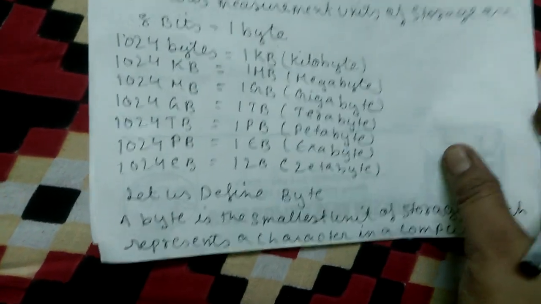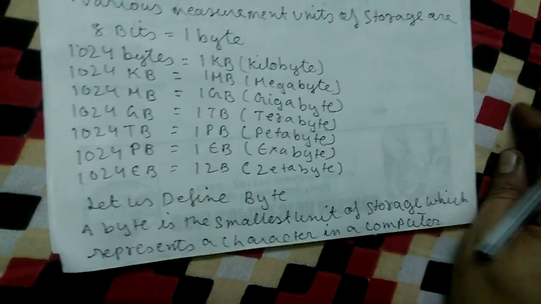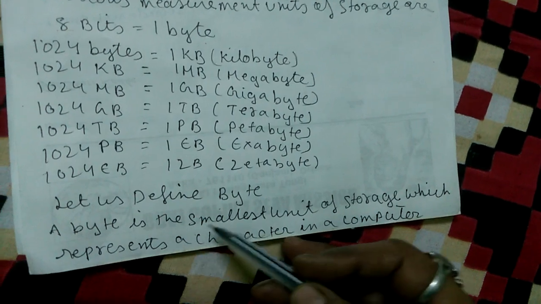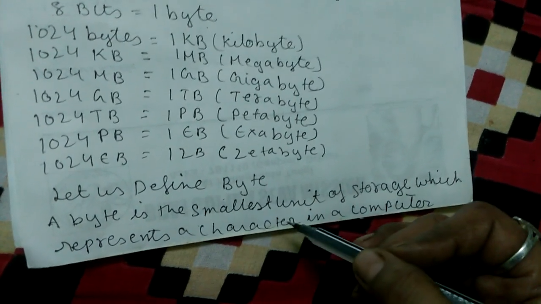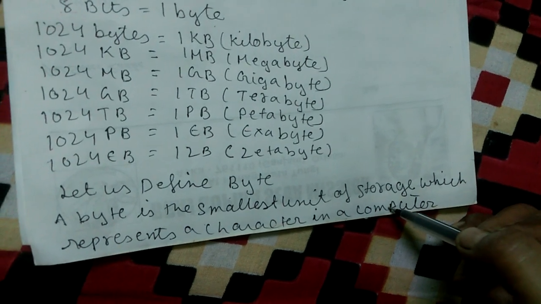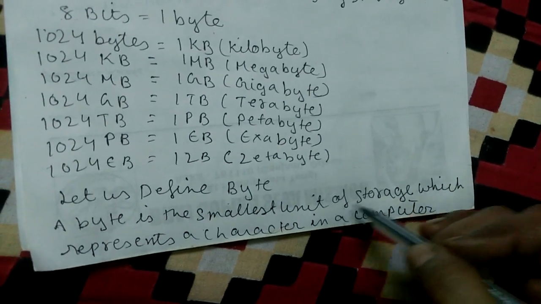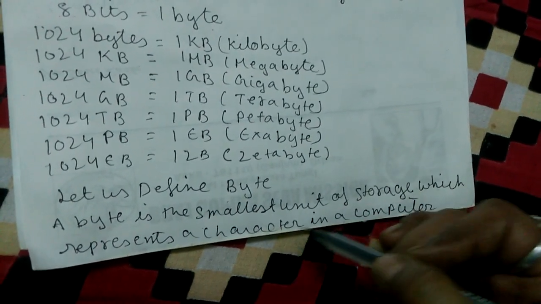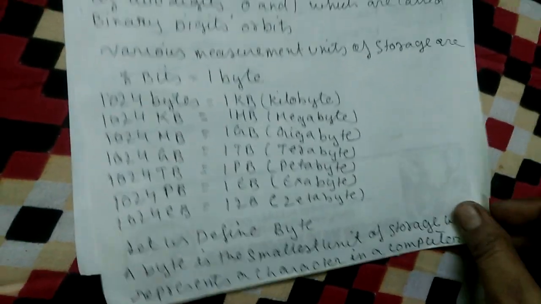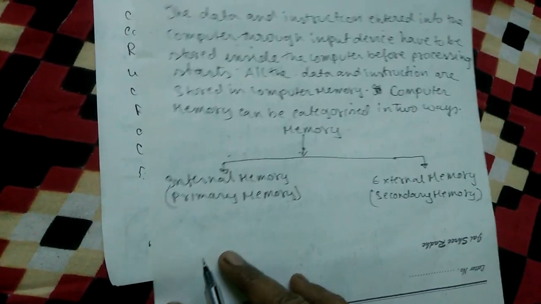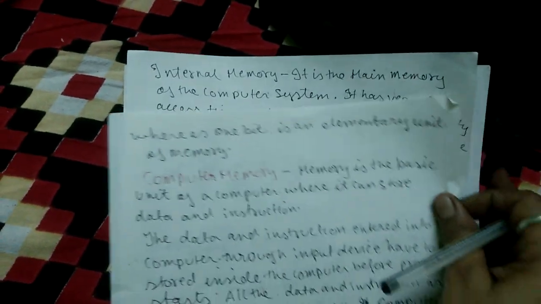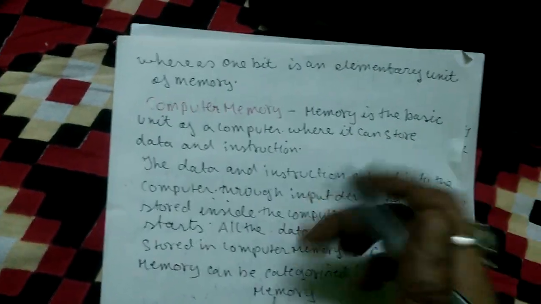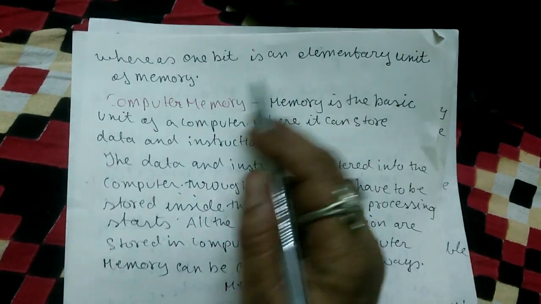Now let us once again define what is a byte. A byte is the smallest unit of storage which represents a character in a computer. Whereas 1 bit is an elementary unit of memory.